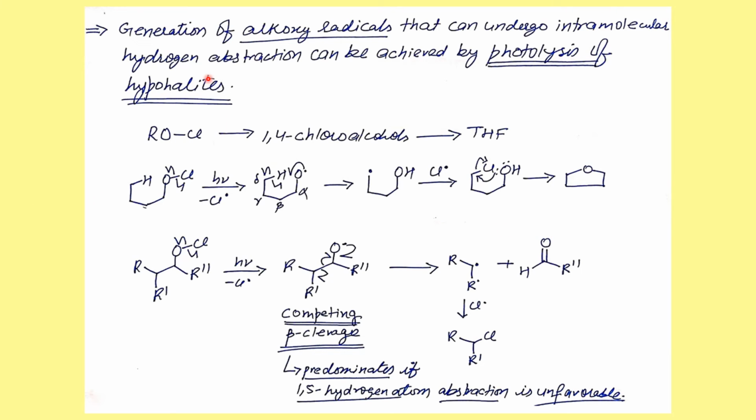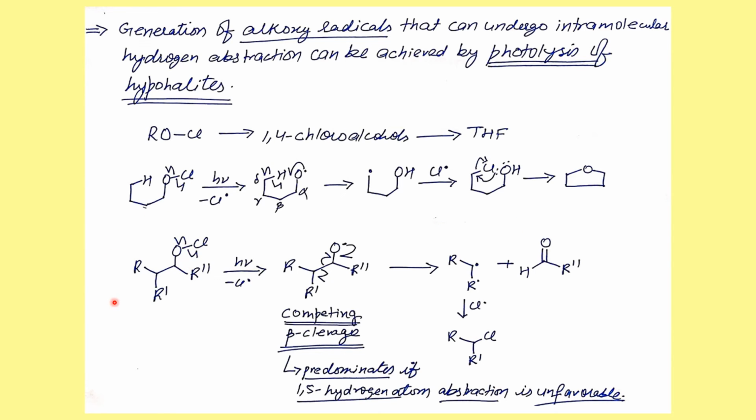But there is a problem with this particular reaction. There is an issue with this particular reaction. The issue is that if the reaction cannot undergo 1,5 hydrogen abstraction, as we call it, then there is a competing beta cleavage that is taking place, because of which your carbonyl product is formed.